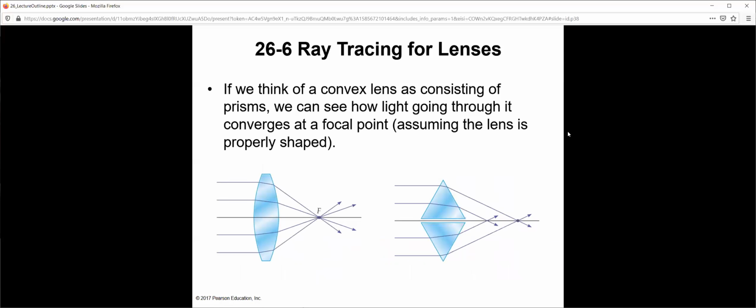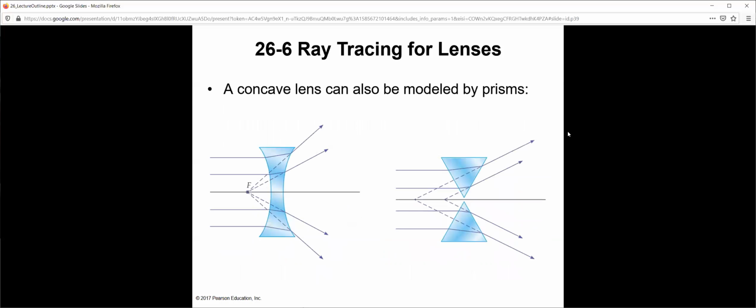If we think of a convex lens as consisting of prisms, not a bad way to go about it, we can see how light going through it converges at a focal point, assuming, of course, the lens is properly shaped. Again, we can look at the prism, always bending light down, as shown here, and on the right, and the convex lens on the left follows the same principle, the same idea. We can also therefore model concave lenses on prisms in the way that they expand light out and where the focal point comes back to.